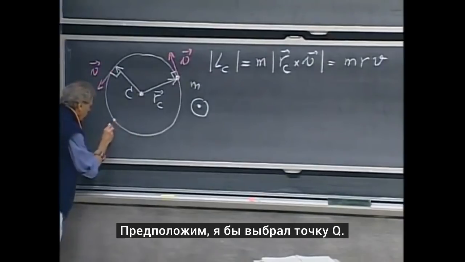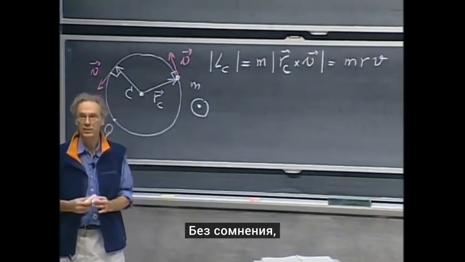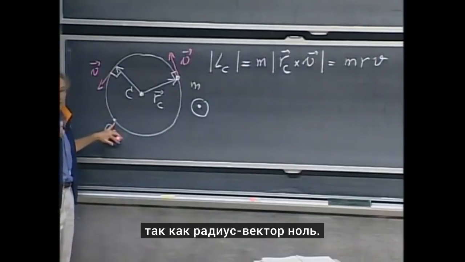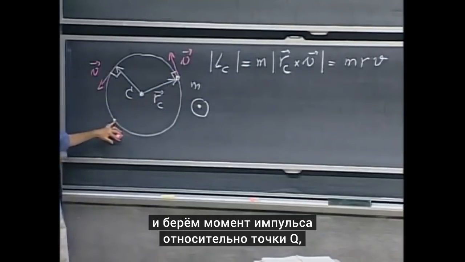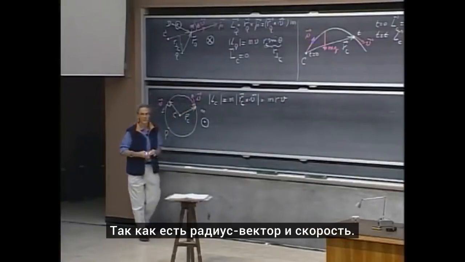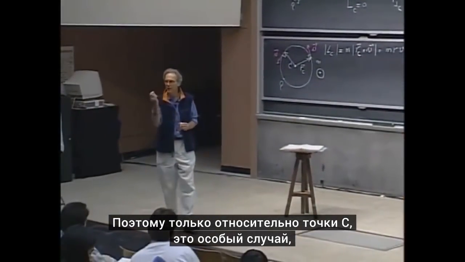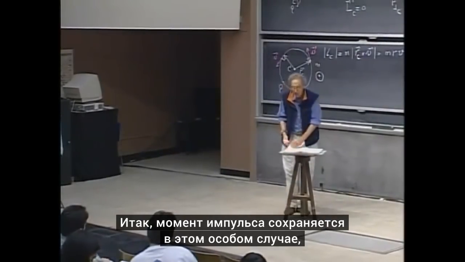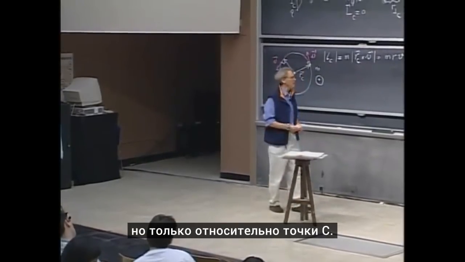Suppose I had chosen point Q. Is angular momentum changing relative to point Q? You better believe it. There is a time that the object will go through point Q. Well, then the angular momentum is clearly 0 because the position vector is 0. If the object is here and you take the angular momentum relative to point Q, for sure the angular momentum is not 0. You have a position vector and you have a velocity. So only relative to point C, it's a very special case now, is angular momentum not changing. So angular momentum is conserved in this special case, but only about point C.